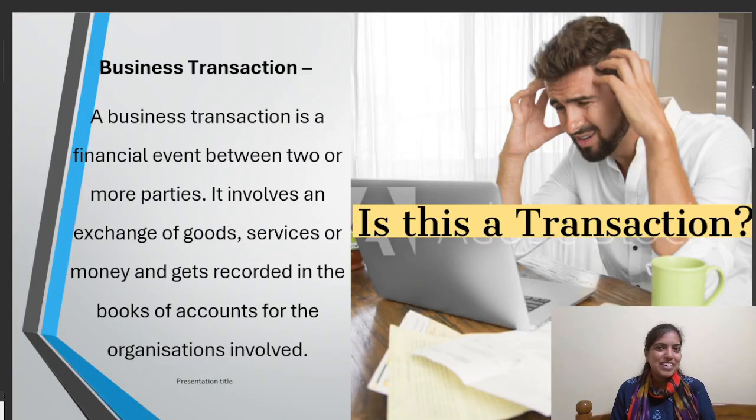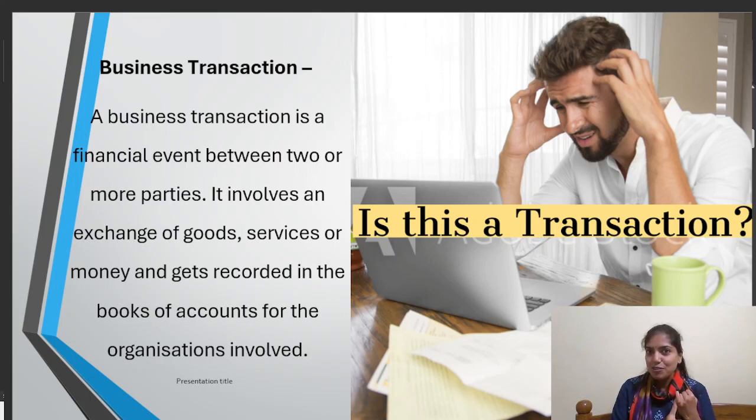The first term that we are going to discuss is a business transaction. A transaction, my dear student, is an event that occurs between two or more parties related to the business. Here, they exchange either goods, services, or money. Whatever the transaction be, if it involves money or finance, at that time that will be called a monetary transaction or a business transaction, and only those transactions will be recorded in the books of accounts.